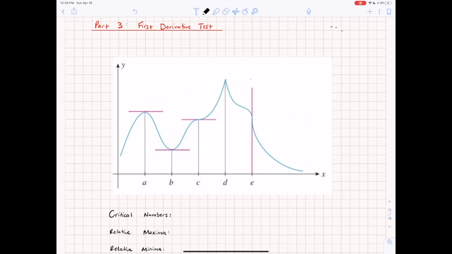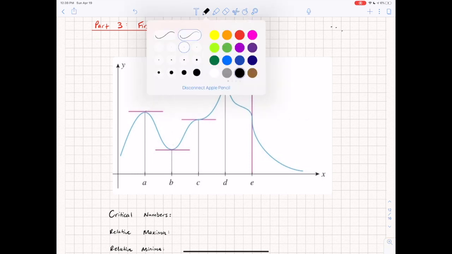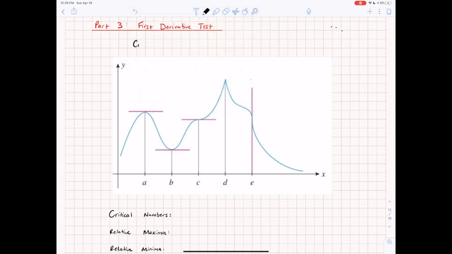All right, welcome to part three for applications of the first derivative. This is essentially going to put together part one and two into one application, which is known as the first derivative test. And before we get into that, just to review real briefly what we've looked at, we've talked about critical numbers. That was in part two.